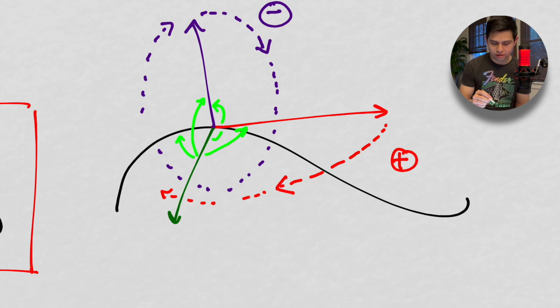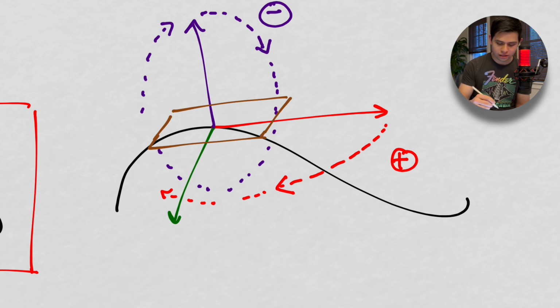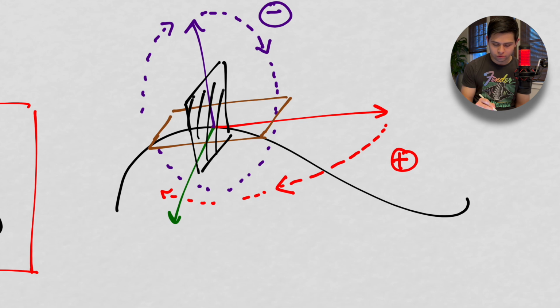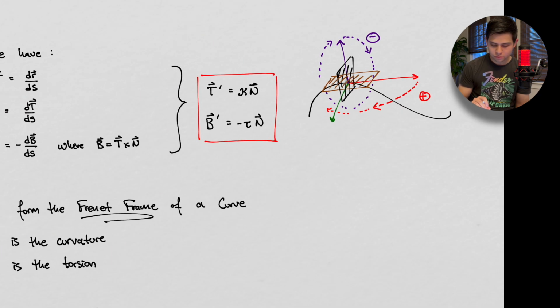We have two planes, right? We have the plane that looks like this, the plane that N and T are in, and then we have the plane that N and B are in. And so N can rotate in this plane, or it can rotate in this plane. Okay. And that's what we're really saying here.